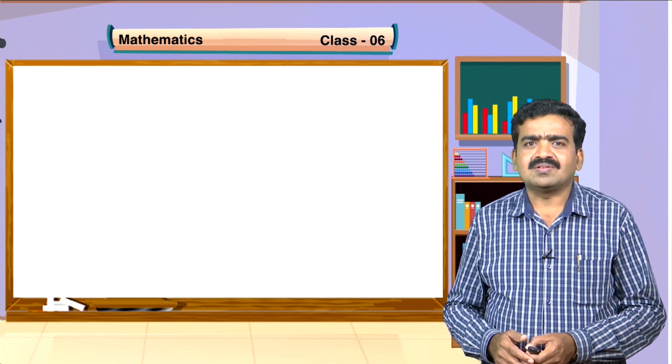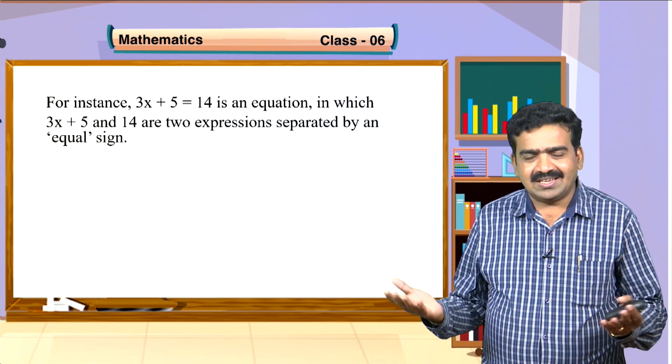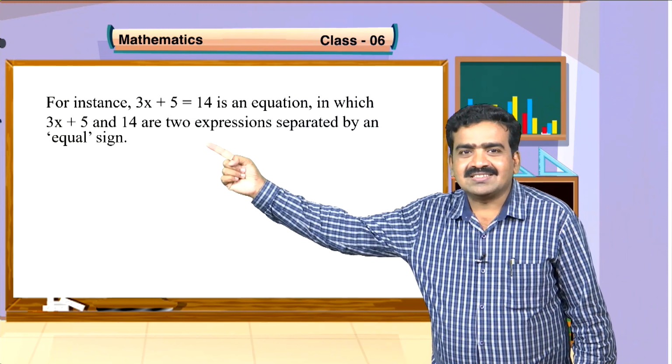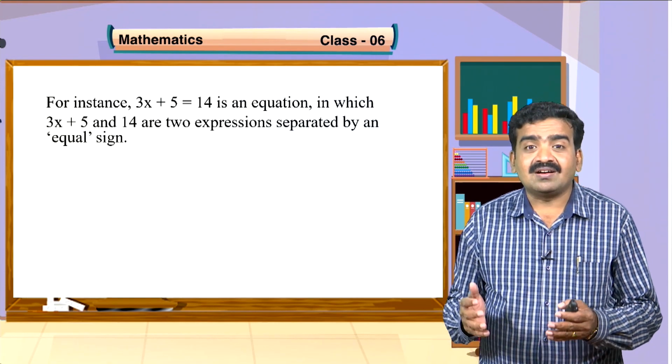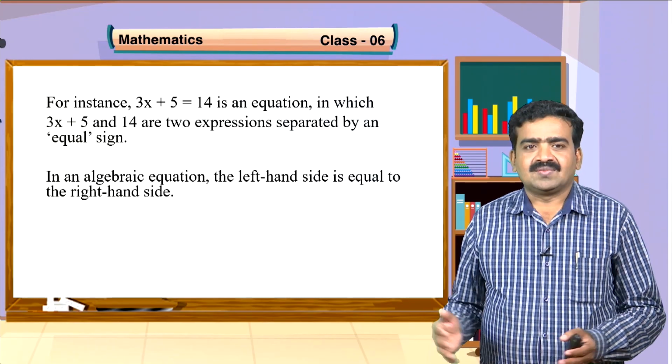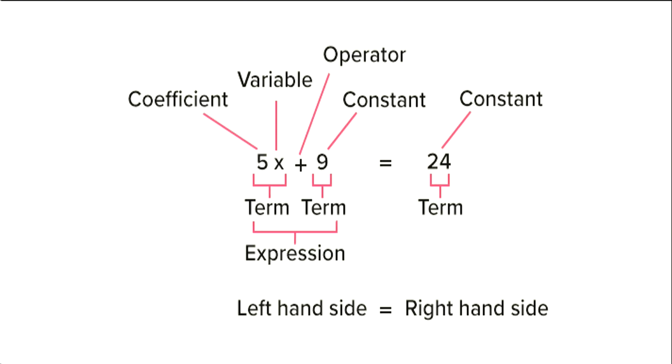Let us learn more about an equation. For instance, 3x plus 5 is equal to 14 is an equation, no doubt, because there is an equal sign between two algebraic expressions, in which 3x plus 5 and 14 are expressions separated by an equal sign. In an algebraic equation, the left hand side is equal to the right hand side. 3x plus 5 in this case is the left hand side and 14 is the right hand side. Look at this. Here you can identify which is constant, which is variable, and where we write the equation, and also the algebraic term as well as the algebraic expression.